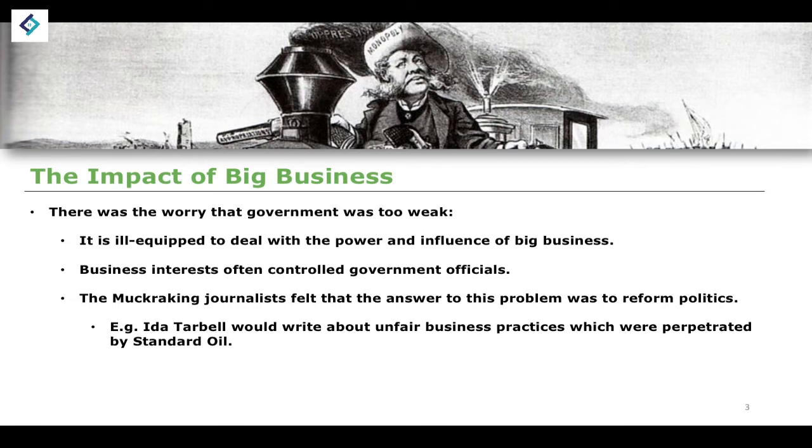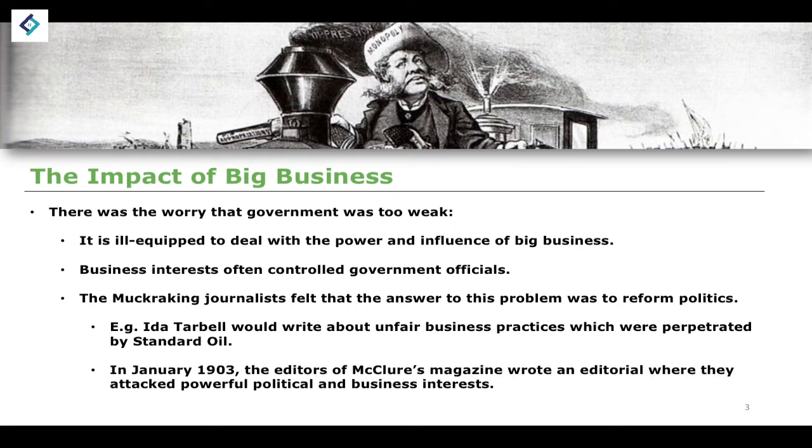Other industries that were monopolistic were, for example, electricity, and sugar, which was controlled 98%. We also see major control by private railway firms, hence why the image on the screen there is so apt as well. In January 1903, the editors of McClure's magazine wrote an editorial where they attacked the powerful political and business interests. This is significant.